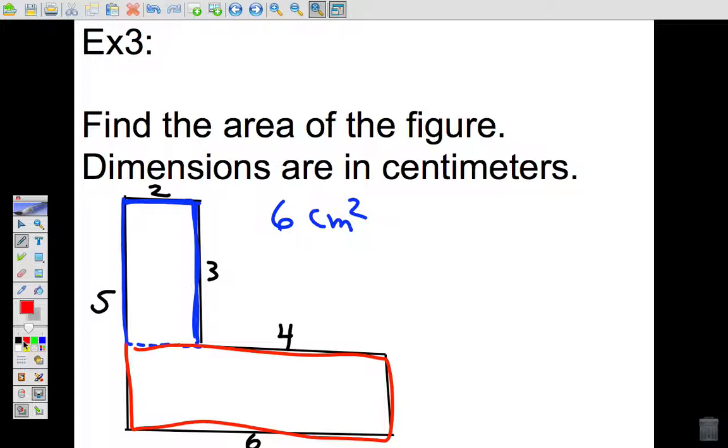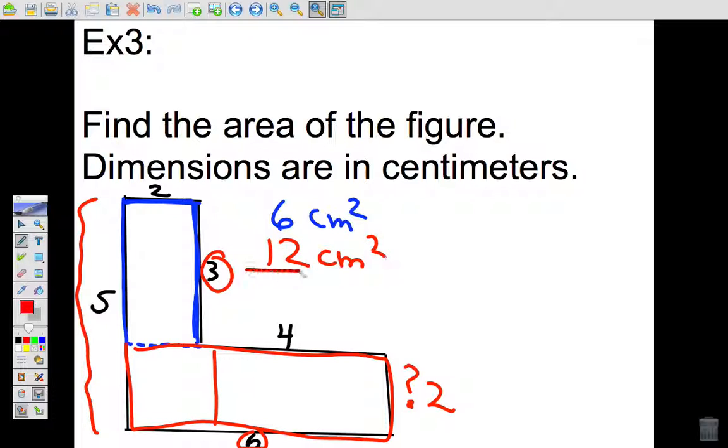It's 6, right? Down at the bottom. It's 6 by what? Now this part you've got to try to figure out. So what's the dimension of it there? Well, I know that the 5 represents this whole thing. And if this part is 3, 3 plus what is 5? Well, this has to be 2, doesn't it? So the red rectangle at the bottom is 6 by 2, so it's 12 centimeters squared. Now add the two parts together and you get 18 square centimeters, or centimeters squared.